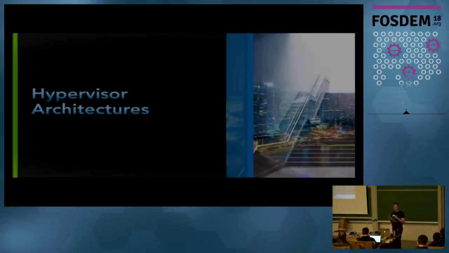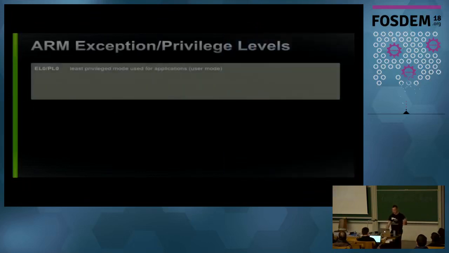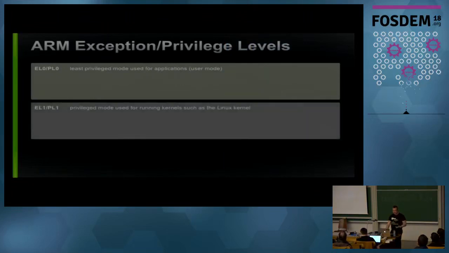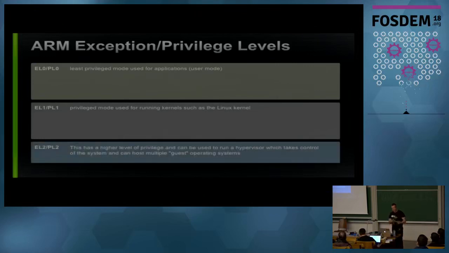So let's do a quick reminder of hypervisor architectures. I'm going to focus on ARM only, because that's the main player in this space. If you look at ARM privilege levels, you have EL0, which is user mode, EL1, kernel mode, and then you have EL2, which is where a hypervisor would run. Underneath, you would have something like TrustZone as well, and there are some interactions between TrustZone and hypervisors too, but that gets a little complicated, so I'm not going to go into it.